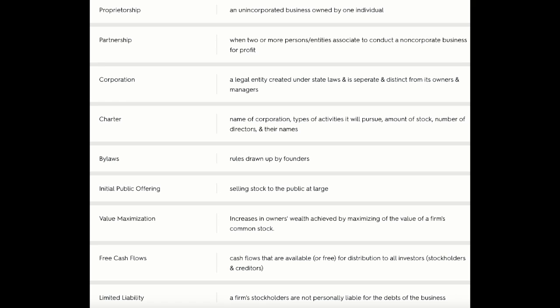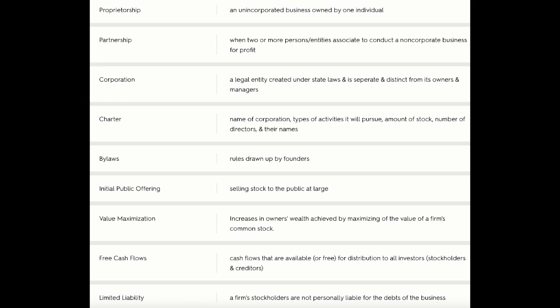Its disadvantages are that corporate earnings may be subject to double taxation, and setting up a corporation and filing required state and federal reports are more complex and time consuming than for the sole proprietorship or partnership. A charter must be filed with the state where the firm is incorporated, and the bylaws which govern the management of the company must be prepared.